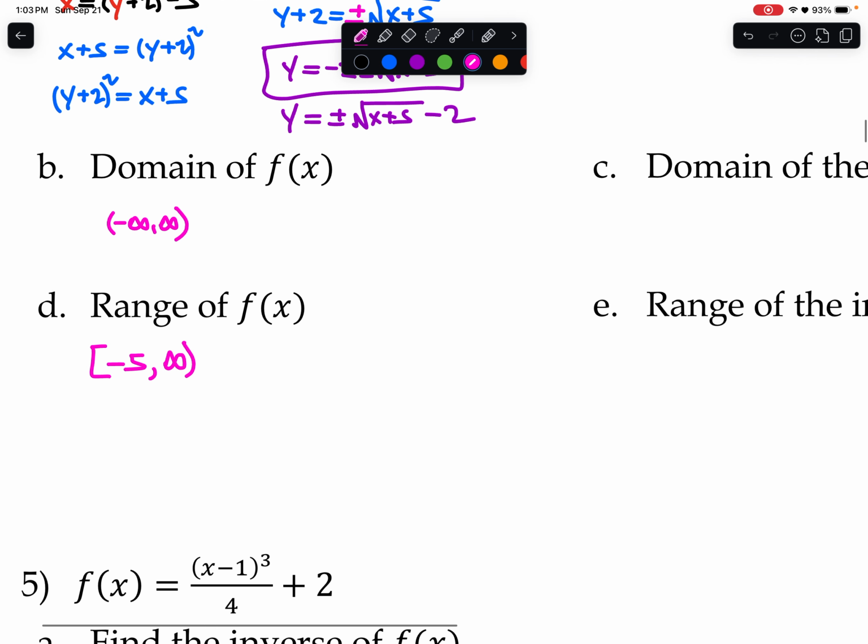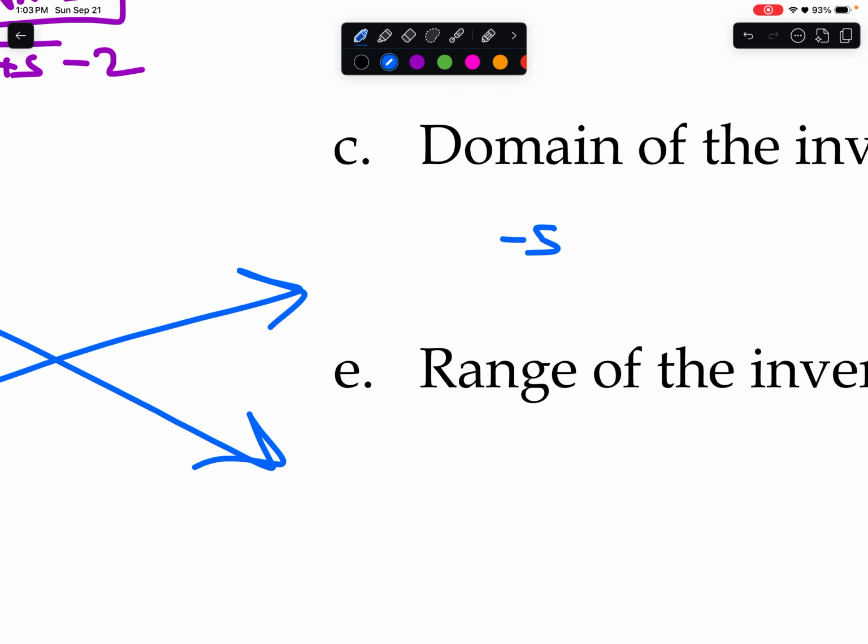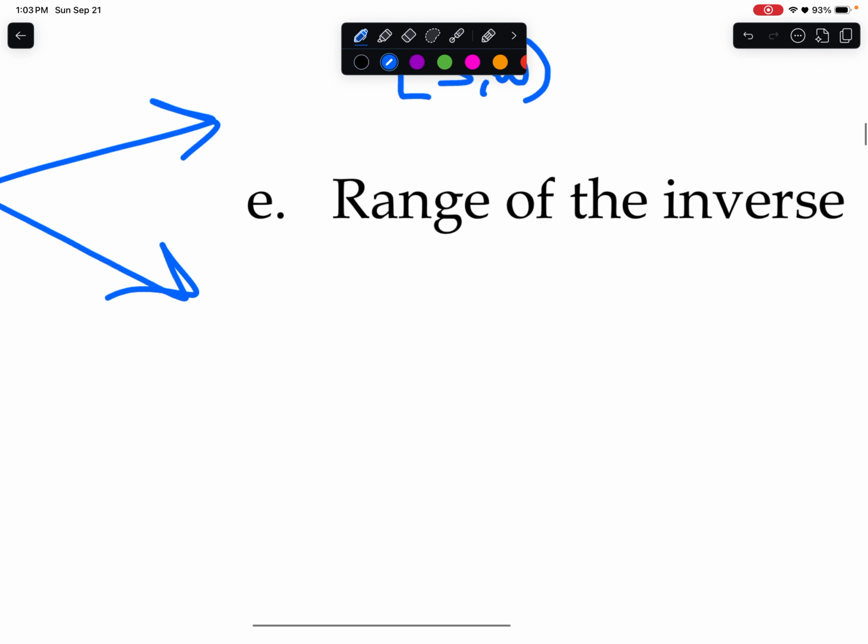All right, and then I don't even need to graph the inverse to know that the domain and range are just going to flip. So my domain is going to be from −5 to infinity, and then the range is going to be all real numbers.